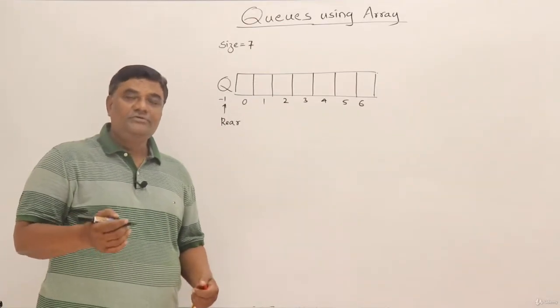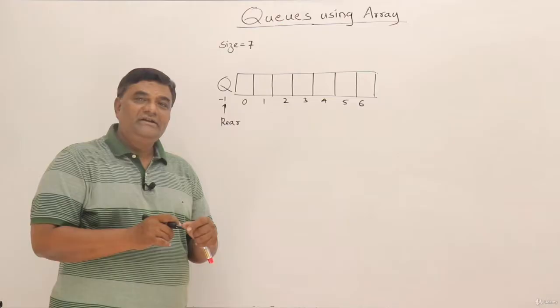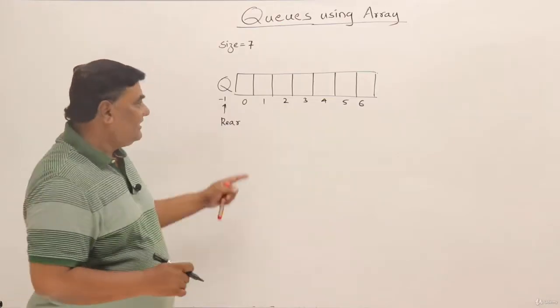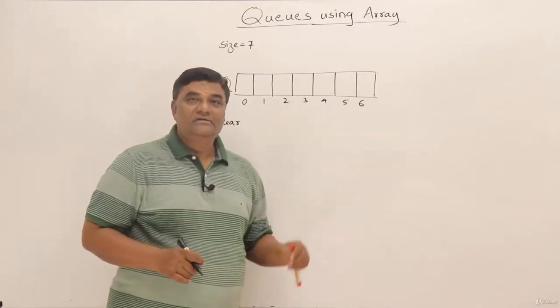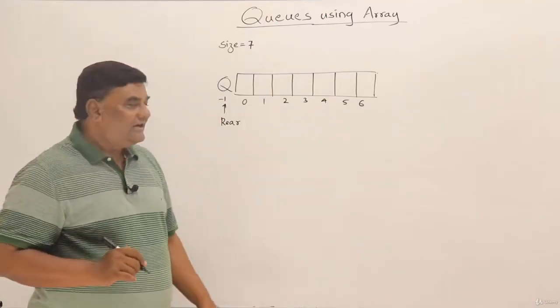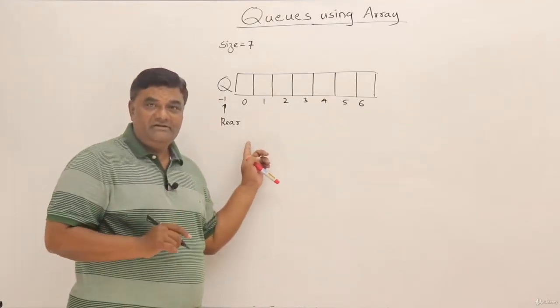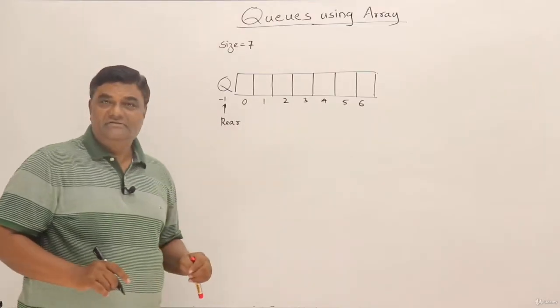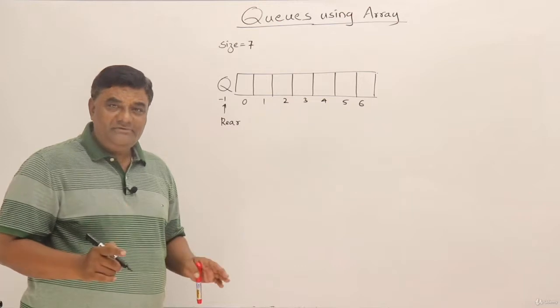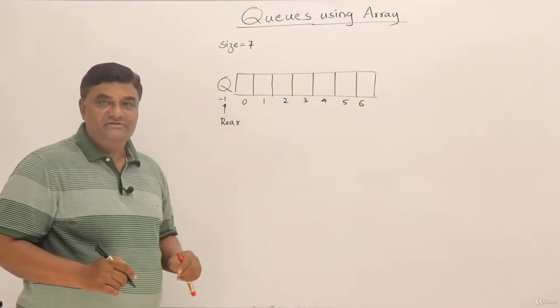For implementing a queue using array, I have to take an array of a fixed size. So I have an array of size 7 here. Indices are from 0 to 6. And I need one pointer, so I have taken a pointer that is rear pointer. Initially there is nothing in the queue, so it is pointing on -1. So right now queue is empty because rear is equal to -1.